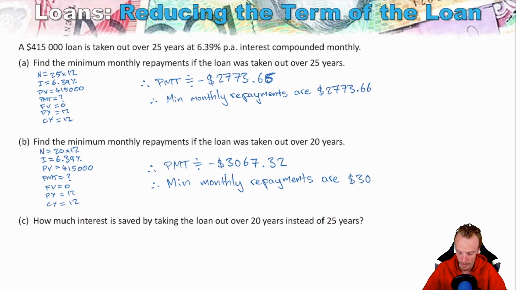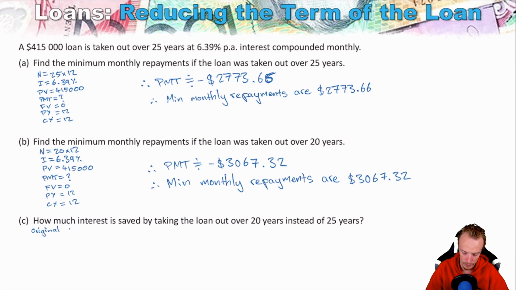But you can see here the minimum monthly repayments, if you're paying over 20 years, is $3,067.32. So the monthly repayments have gone up by nearly $300. So that's something to note there. So now we look at how much interest is actually saved, and you'll find that the savings of this interest is quite significant. So let's have a look at this. We'll break it down again.